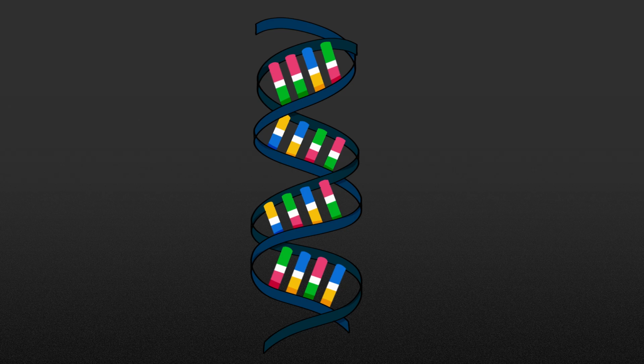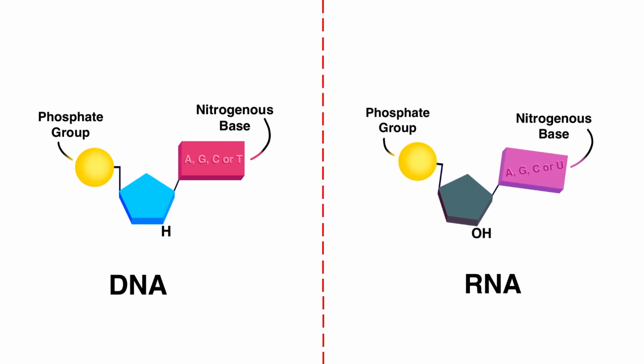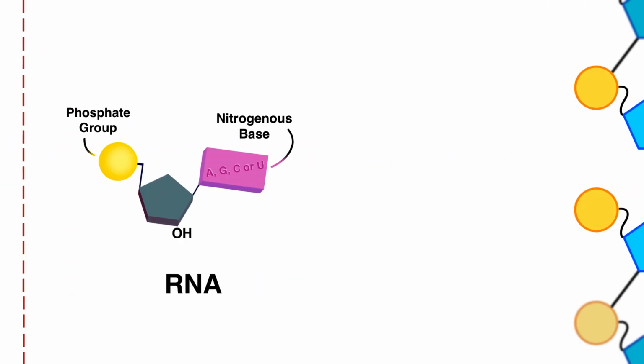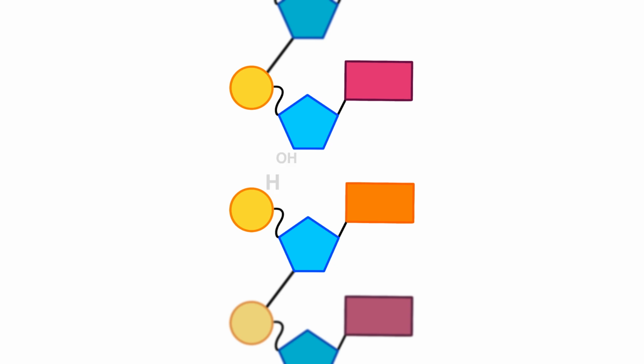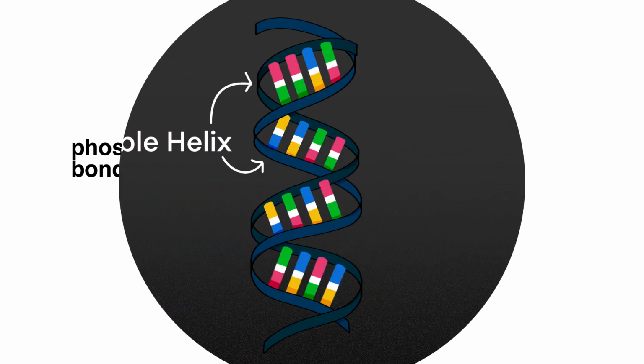A DNA strand consists of a bunch of nucleotides, and a nucleotide is a phosphate group, a sugar, and a nitrogenous base. They are connected through phosphodiester bonds, which form between the phosphate group and the sugar, and the bond comes from a dehydration synthesis reaction.